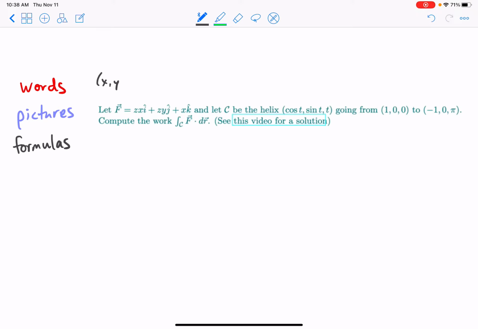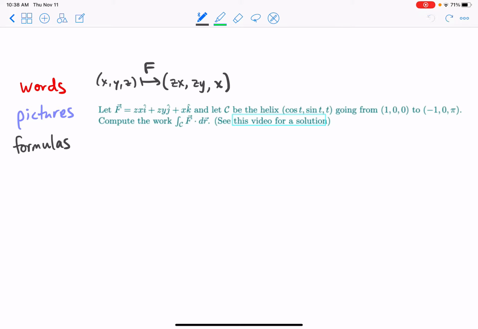This vector field sends x, y, z to zx, zy, and x, where k hat, j hat, i hat are just the first, second, and third components. And so this is the map F. And I'm going to drop this little arrow because we don't need it. And then over here, this curve, this helix, let's call it G.